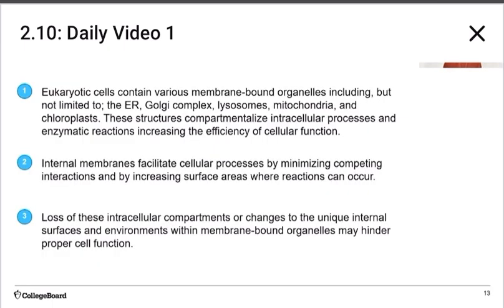So some key takeaways here are eukaryotic cells contain a variety of membrane-bound organelles that compartmentalize intracellular processes and enzymatic reactions and ultimately increase the efficiency of eukaryotic cell function. Internal membranes facilitate these cellular processes by minimizing competing interactions or by increasing surface area through membrane folding. And any loss of these intracellular compartments or changes to these membranes can hinder proper cell function.